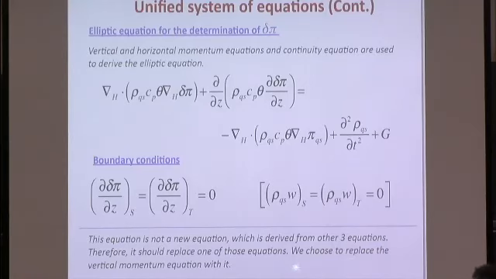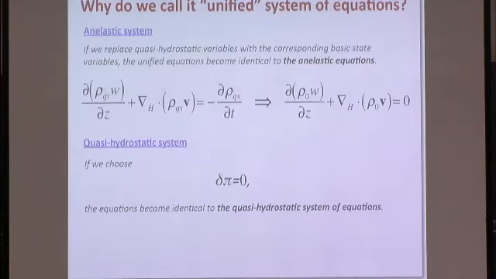So what we do is we replace the vertical momentum equation with this. It is, I think, general practice in the anelastic equations. So the question is, why do we call this unified? There are a lot of words like unified models and unified prediction systems, and this is just a unified equation system.